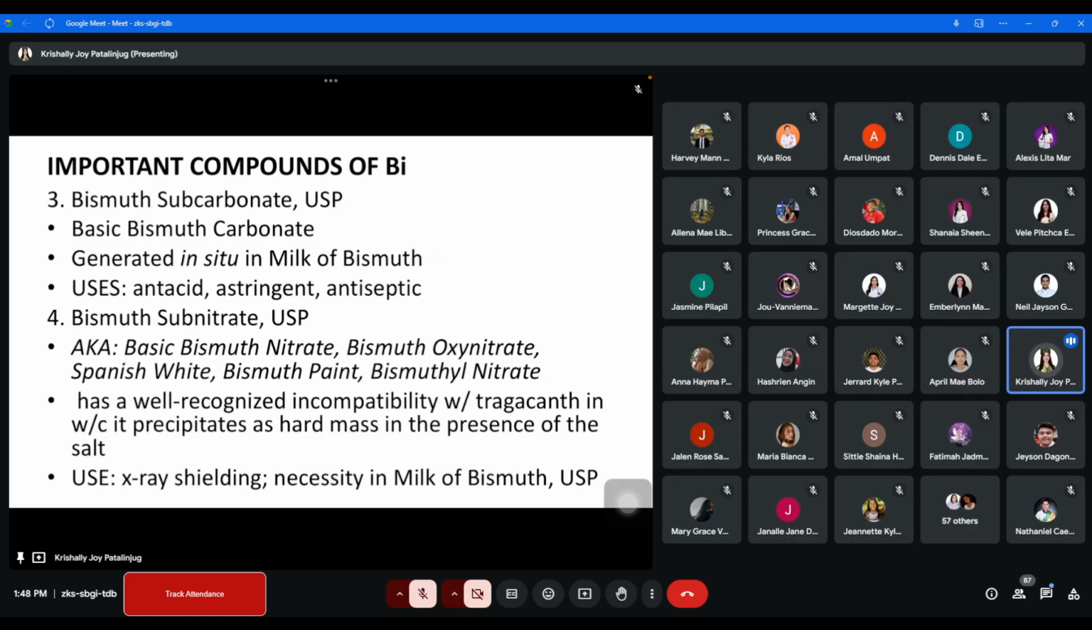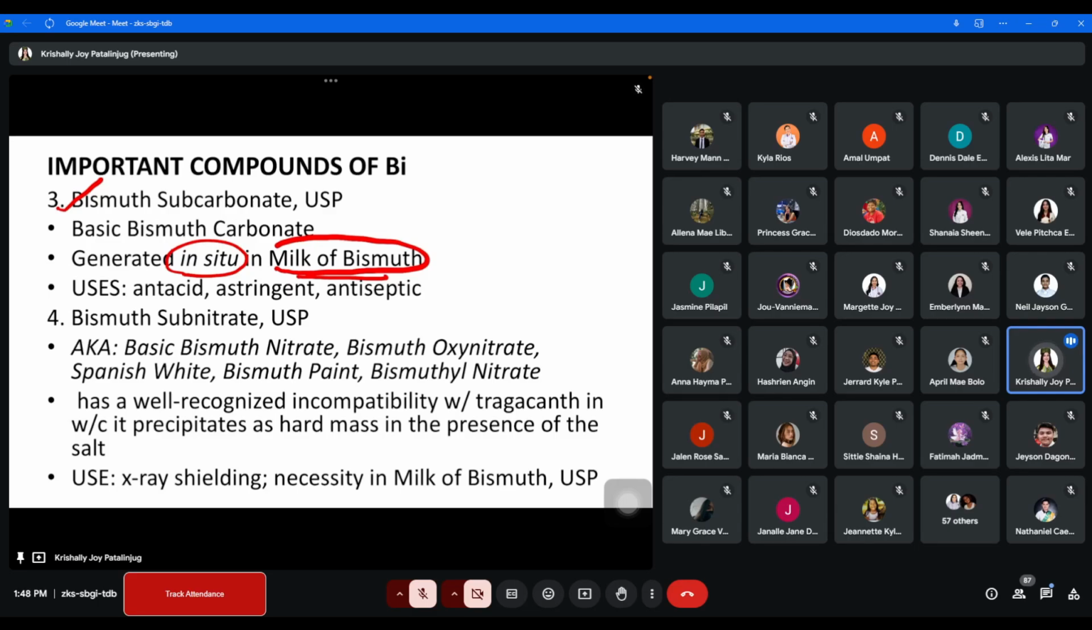Okay, this was mentioned earlier, bismuth subcarbonate. It is generated in situ in milk of bismuth. Kumbaga, napoproduce itong compound na yan out of milk of bismuth itself. Kapag na-administer ang milk of bismuth in the GIT, nagre-react siya with the carbonate ions in the intestine, forming bismuth subcarbonate. So, yan yung ibig sabihin ng in situ. Generated in situ by milk of bismuth.